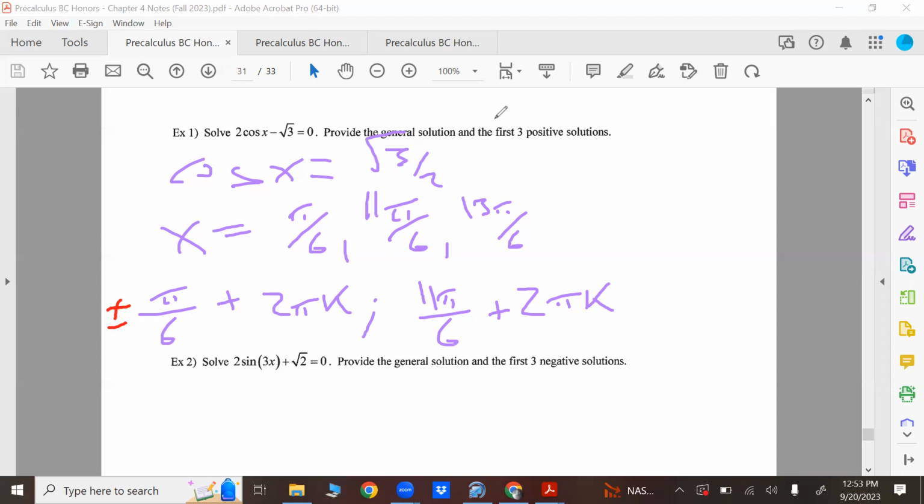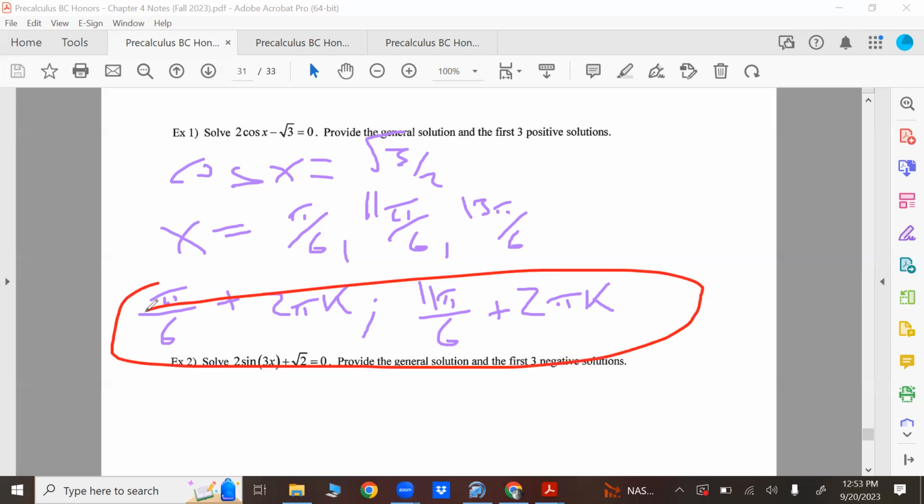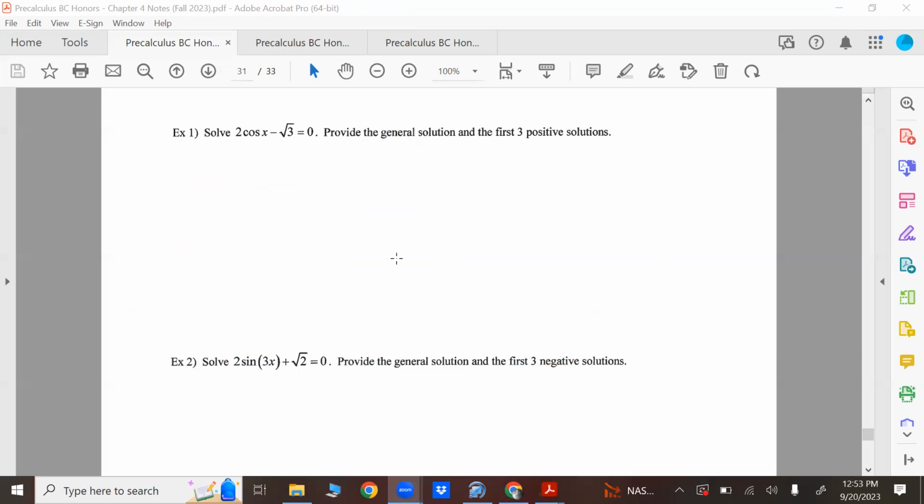But just to be on the safe side, because that's a rare case, take the solutions from the first rotation of the unit circle and then do plus 2 pi k. That's to be on the safe side. Take all the answers in the first rotation of the unit circle, then do plus 2 pi k. Or if it's tangent, plus pi k.